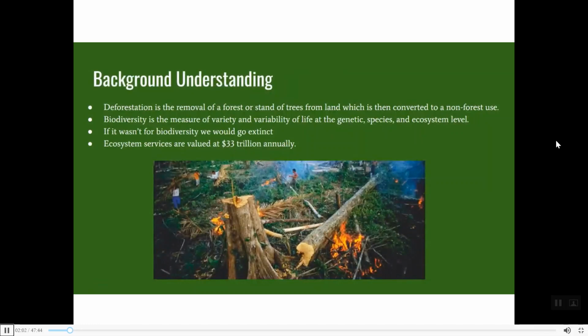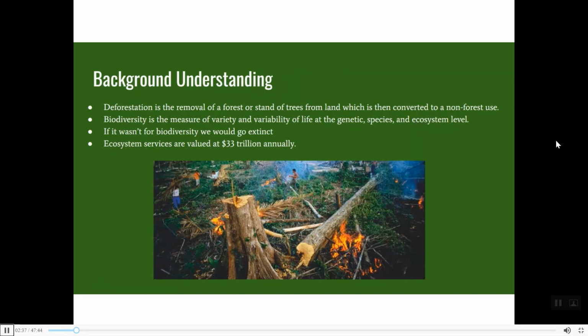Deforestation is the removal of a forest or stands of trees from land which is then converted to a non-forest use. Biodiversity, the other point of my topic, is the measure of variety and variability of life at the genetic, species, and ecosystem levels. Biological diversity is the resource upon which families, communities, nations, and future generations really depend. Without these resources, the ecosystem services that they provide would be nothing.